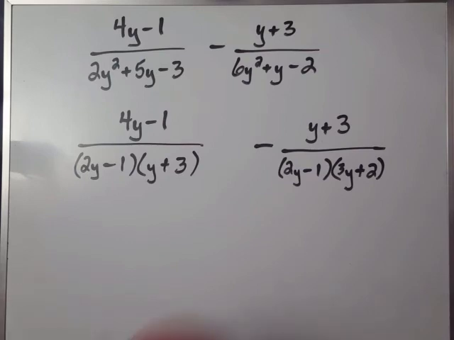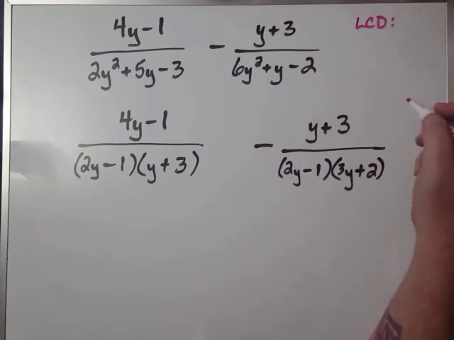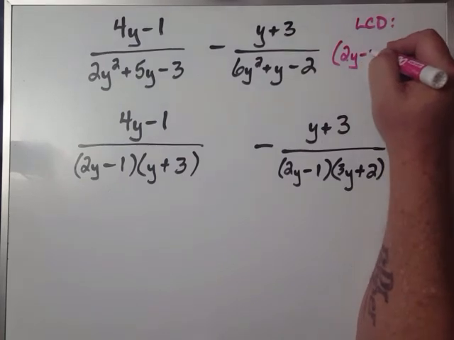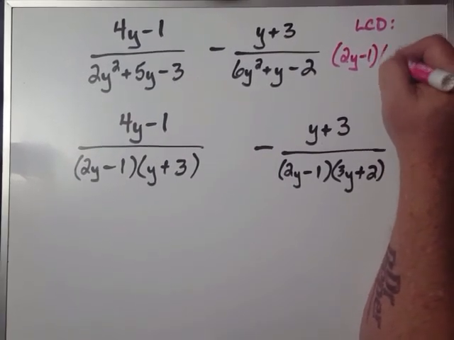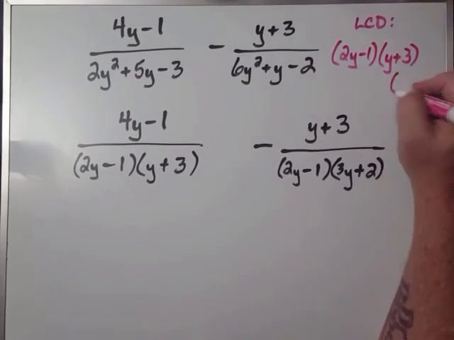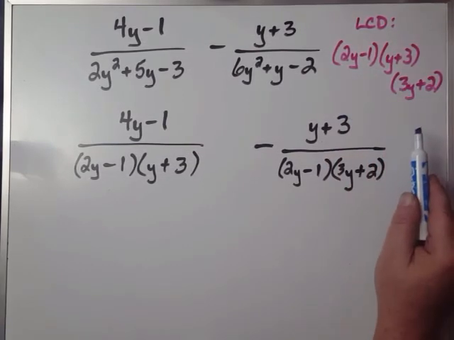Now let's find the least common denominator. We find the least common denominator by gathering every different factor we see, the most number of times it appears in any one denominator. We see factors of 2y minus 1, y plus 3, and I'm running out of room, 3y plus 2, each appearing no more than once in any given denominator. So that's my least common denominator.